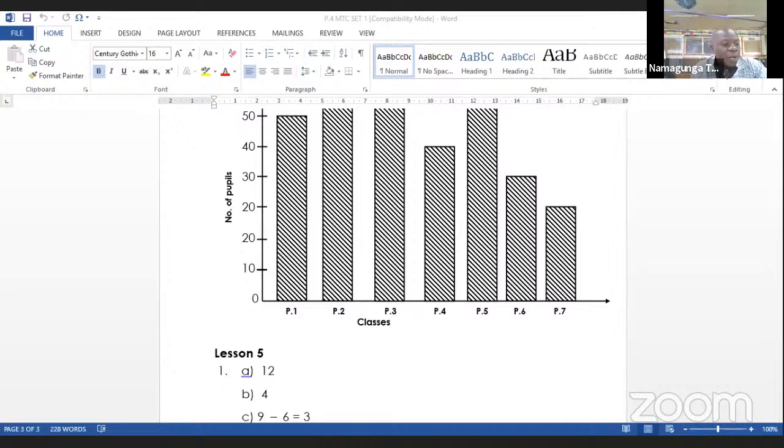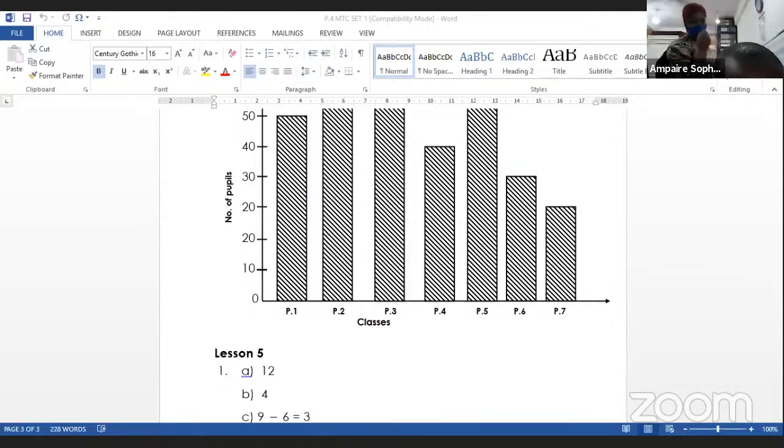Good. How many more marks did Robert score than Michael? Sophia? 20 marks. Okay, you take 80, take away 60 to get 20 marks.